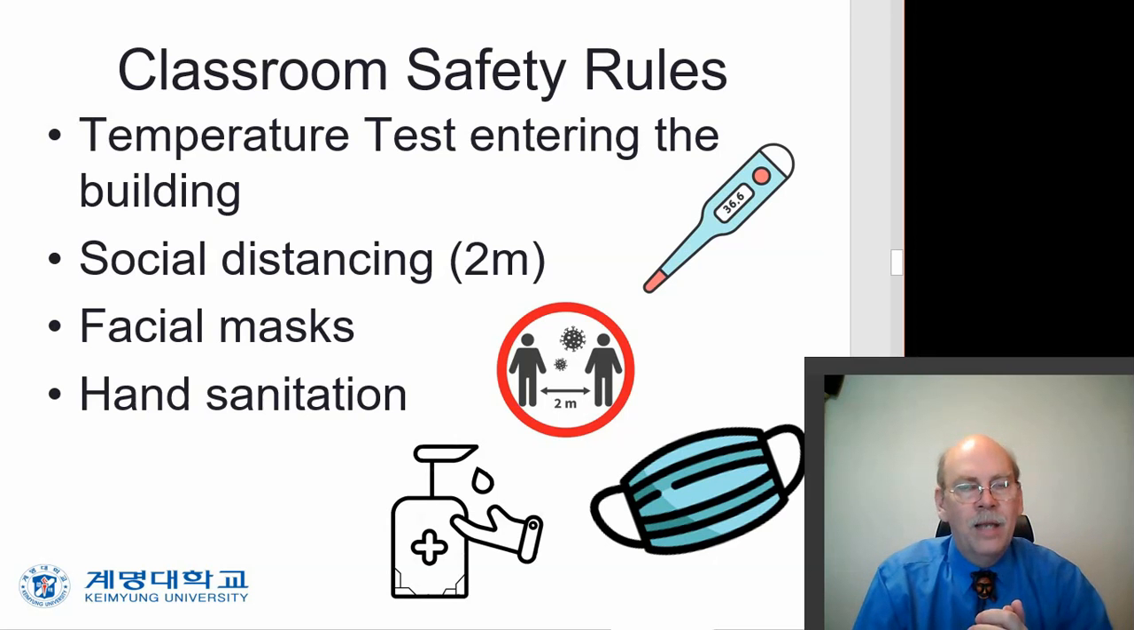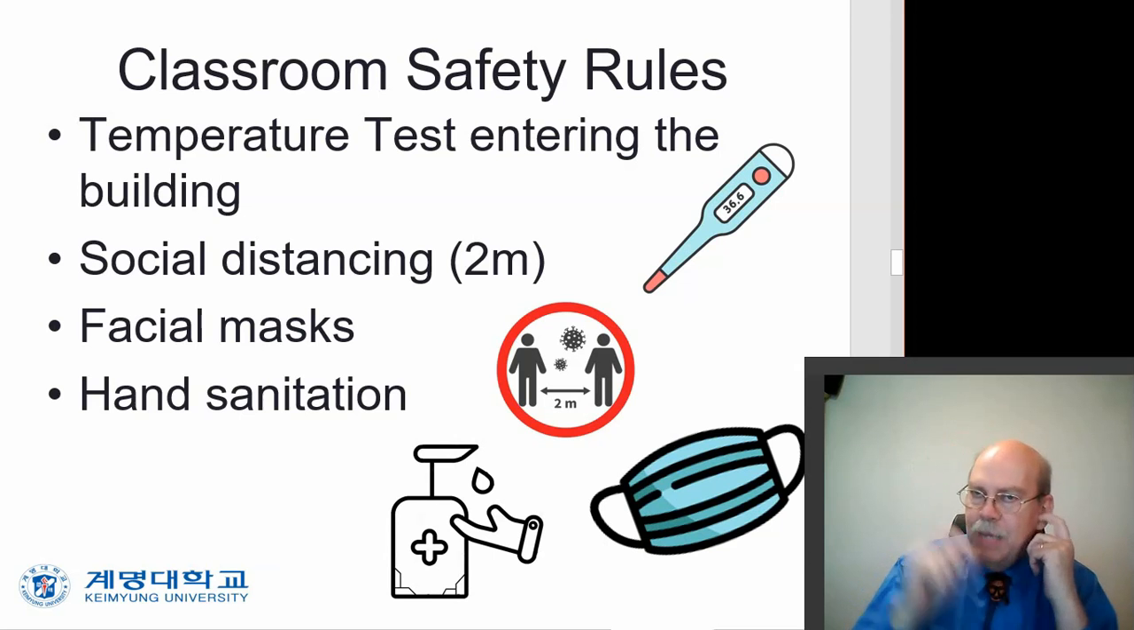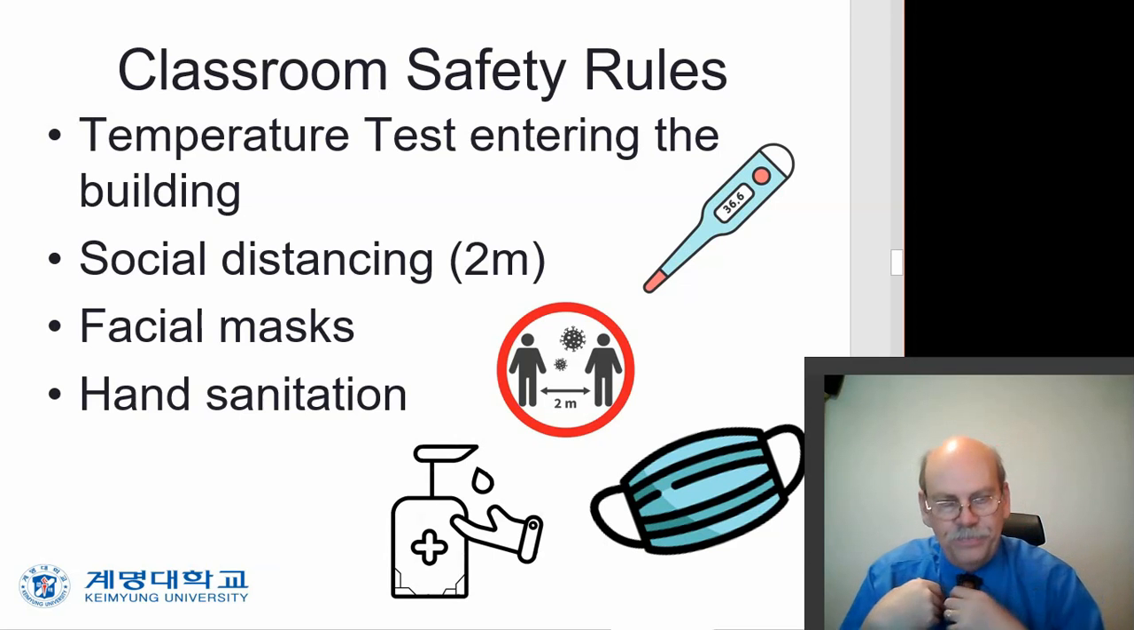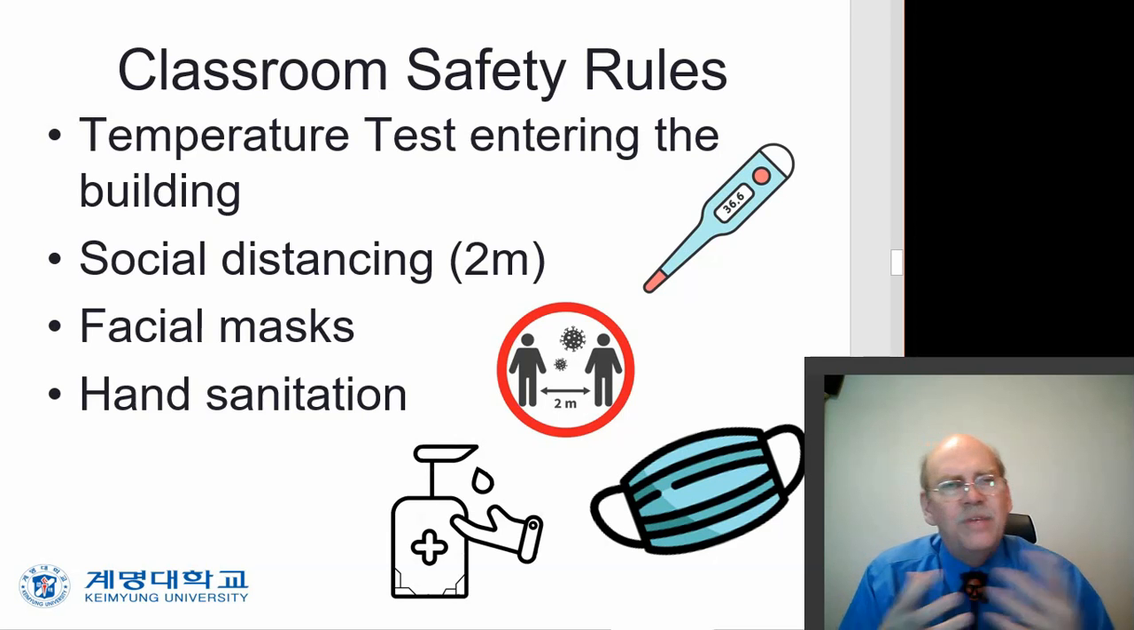So, classroom safety rules: temperature test when you walk in the building, social distancing of at least 2 meters all the time, facial mask all the time, hand sanitation. There's one more thing we have to do. We have to keep a register in the class. Each class, we have to have each person's name and phone number. That's my job, to bring the register. Then I have to turn that register into school. That's a kind of tracking system.